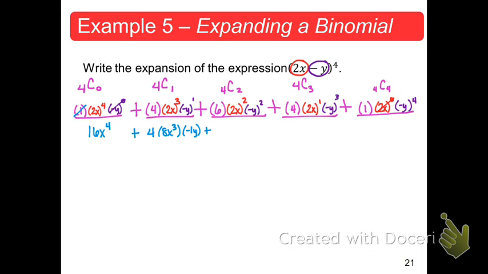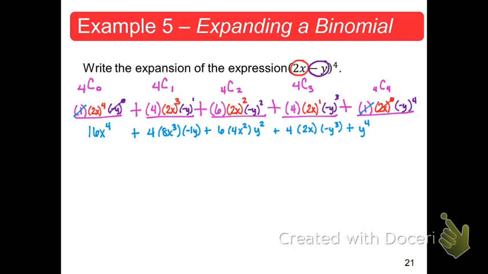So then plus, I got my 6. What is 2x quantity squared? 4x squared. And then what is negative y squared? Positive y squared, right? Remember, if it's raised to an even exponent, a negative becomes positive. If it's raised to an odd exponent, it stays negative. All right, plus we got 4. 2x to the first is 2x, and negative y cubed is negative y cubed. And then again, I got a 1, so I don't have to put it. So all I have is negative y to the 4th, which is y to the 4th.